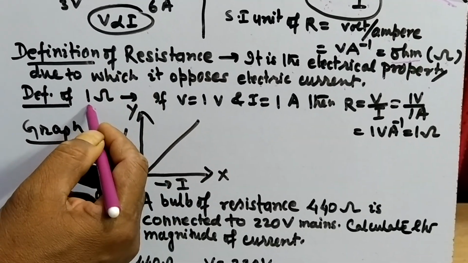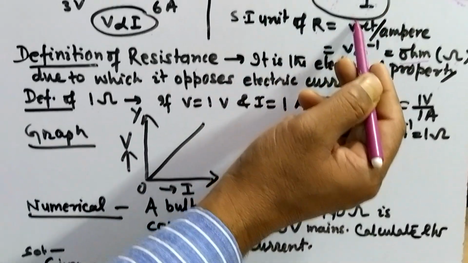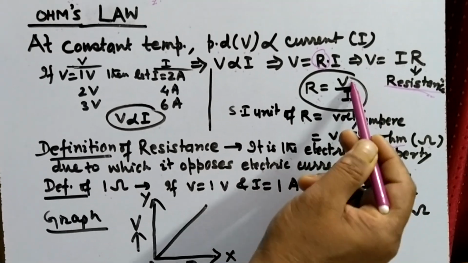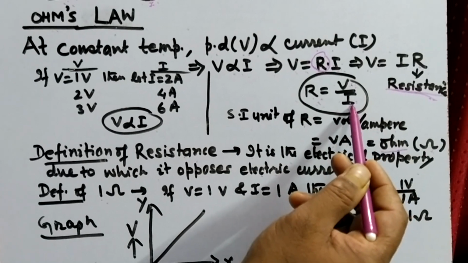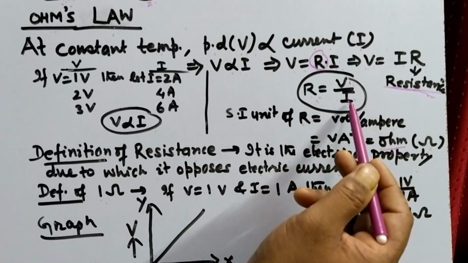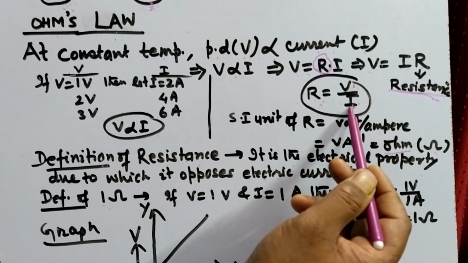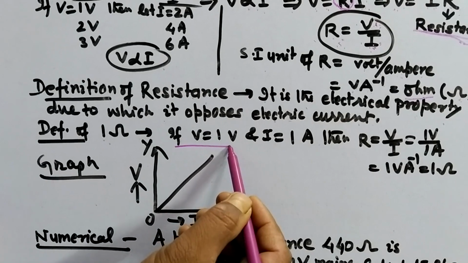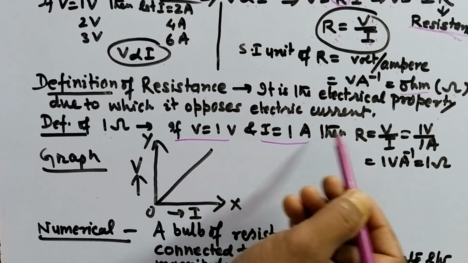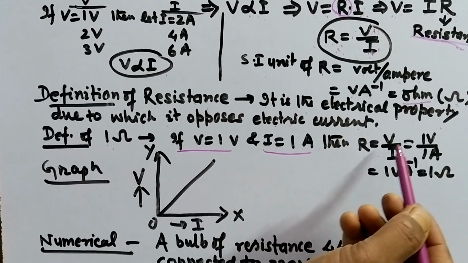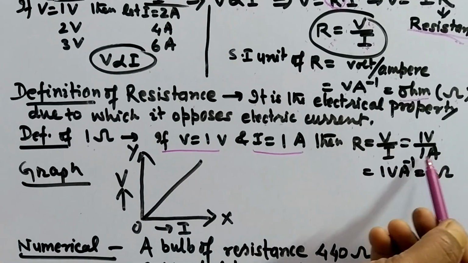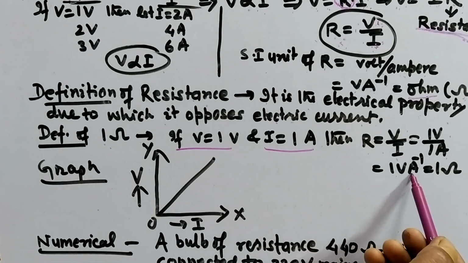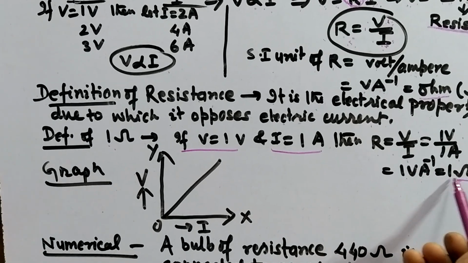We can define 1 ohm also from here. How can we define 1 ohm? We can define it with the help of this formula, R equals V upon I. If we take V equals 1 volt and I equals 1 ampere, then what happens? 1 volt by 1 ampere becomes 1 volt per ampere, and we know that volt per ampere is ohm, so it becomes 1 ohm.